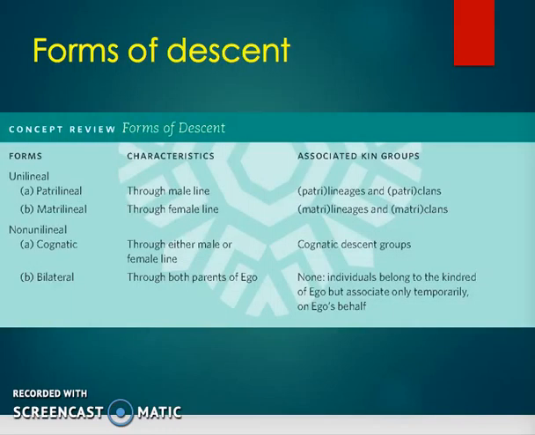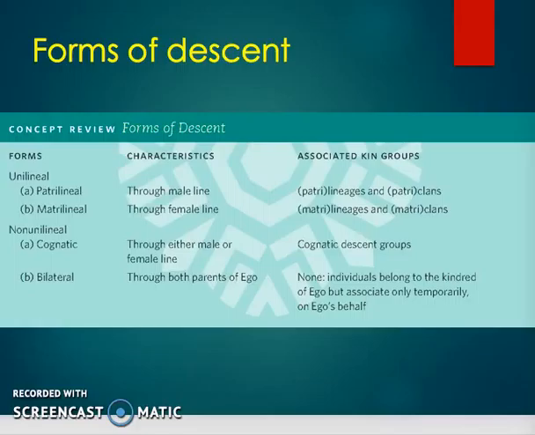Descent systems are a way of calculating genealogical connection that have important implications for social group membership in lineages and clans. As shown here, patrilineal descent traces descent through the male line, while matrilineal descent traces descent through the female line. In matrilineal societies, people belong to a matrilineage or matriclan, which influences how they understand and manage social life.